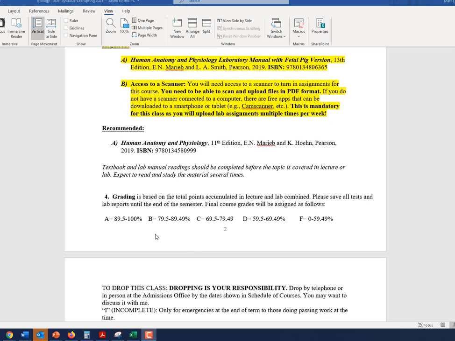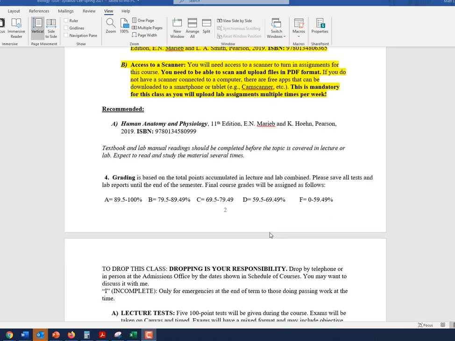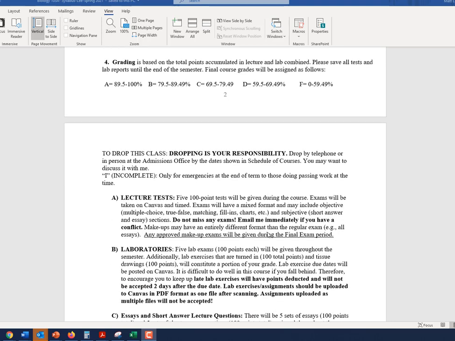So your grade's going to be based on how many points you get out of the possible points, and then I calculate a percentage, so it's the basic 10-point grading scale that you can see here. So dropping is your responsibility. Just make sure you pay attention to all the important dates. I did put those dates later in the syllabus also.